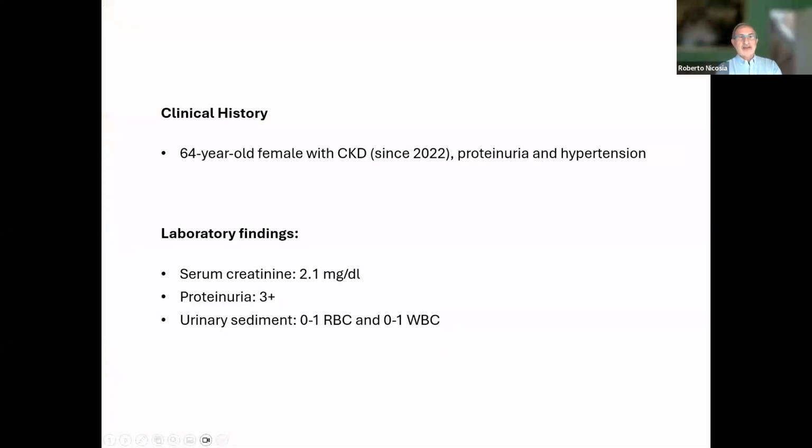All right. So the patient I'm presenting is a 64-year-old female. As I said, I have limited clinical information, but I think it's sufficient. We received this clinical history. The patient presented with chronic kidney disease, and the elevated serum creatinine was first detected 3 years ago. Proteinuria and hypertension. The serum creatinine at the time of the biopsy was 2.1. Patient has 3+ proteinuria and very rare RBCs and WBCs in the urinary sediment.